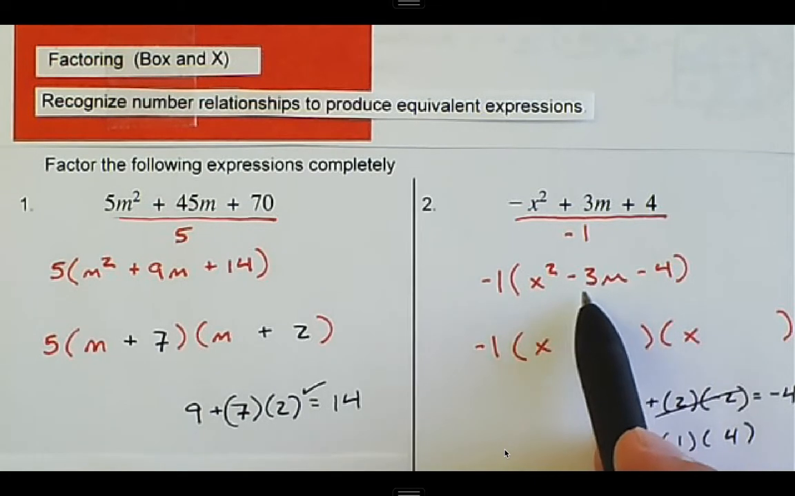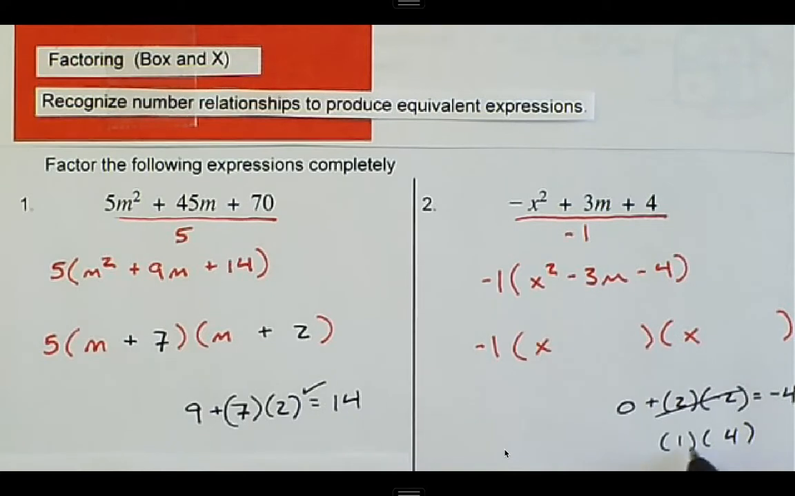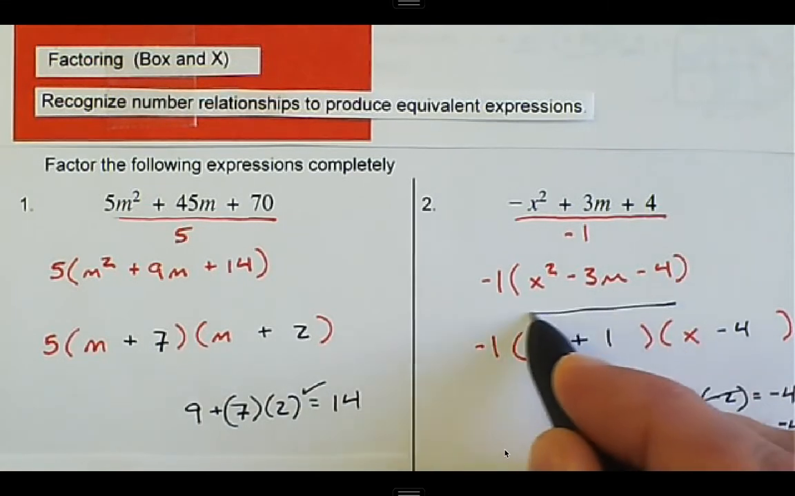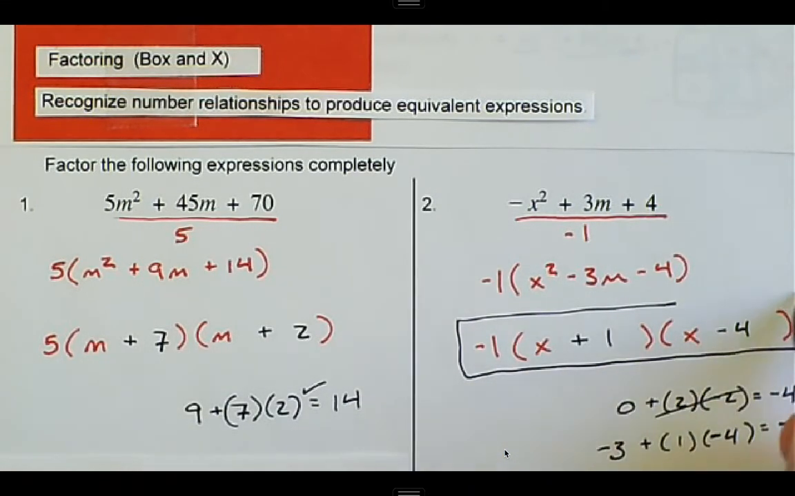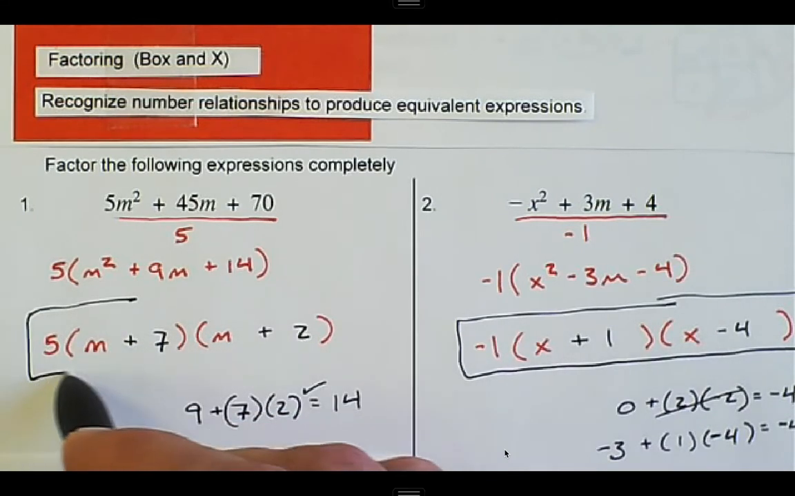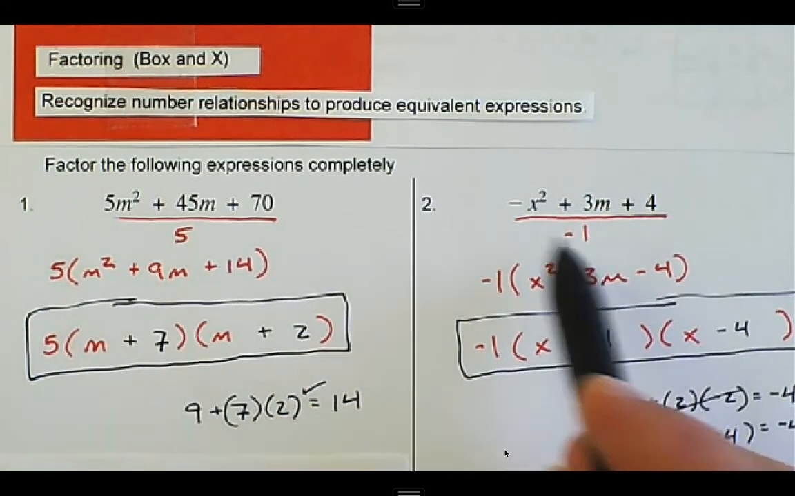So when it's all said and done, the bigger number has to be negative. Which number is bigger? The 4 is bigger, so that's negative. 1 times -4 is equal to -4. And if we add them together, 1 plus -4 is -3. And so we can substitute these values in here, and it's +1 and -4. So those are the factored forms for each of these expressions.